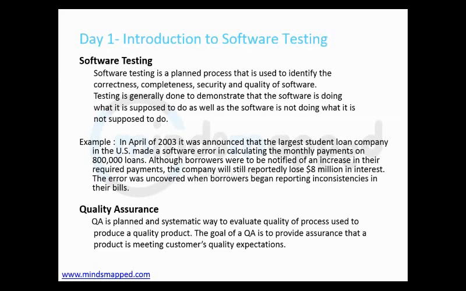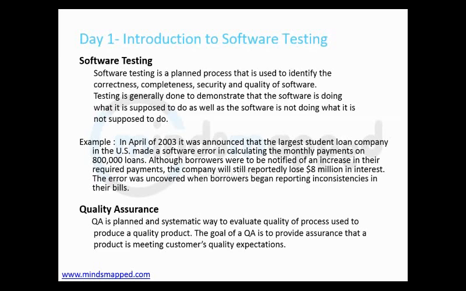Now, what do you mean by quality assurance? Quality assurance is a planned and systematic way to evaluate the quality of a process, used to produce a quality product. We need to make sure the product has quality, and what is the process we are following. Software testing is testing for the bug or defect, whereas in quality assurance we are evaluating whether the process is correct or not. Whatever process we are following, we need to make sure that process is done correctly.